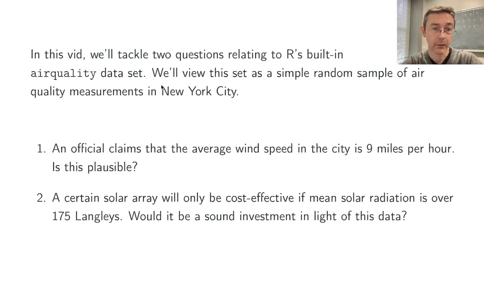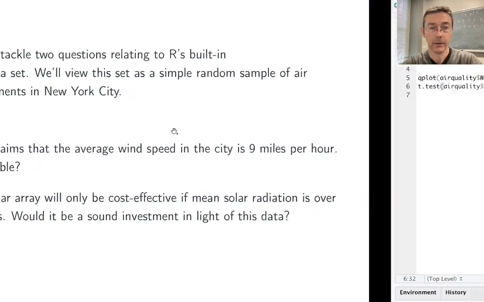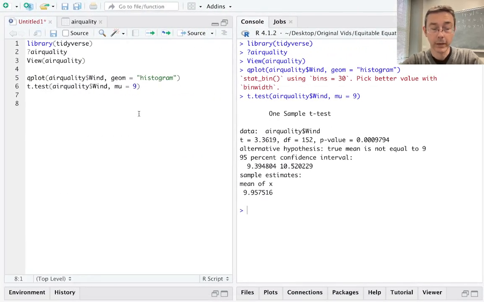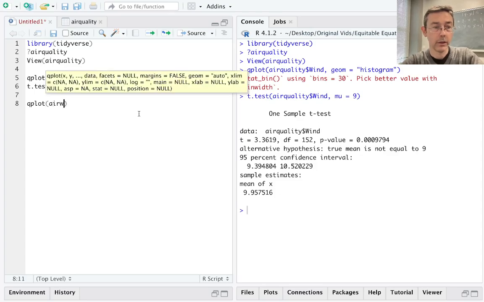Problem 2. A certain solar array will only be cost-effective if mean solar radiation is over 175 Langleys. Would this be a sound investment in light of this data? Here we're wanting to test a one-sided alternative. Our null hypothesis is going to be that the mean is 175 Langleys, and the alternative hypothesis is going to be that it's greater. Again, let's start by visualizing our data. So qplot airquality$Solar.R. Again, I'll say geom equals histogram, just out of habit.